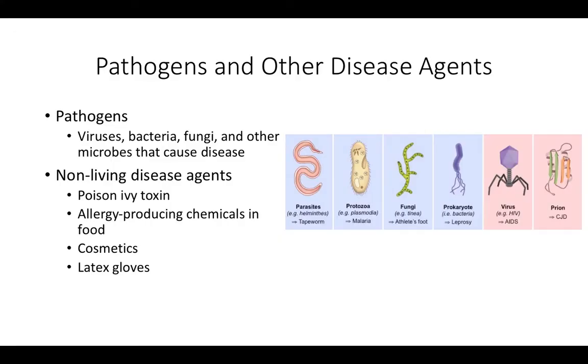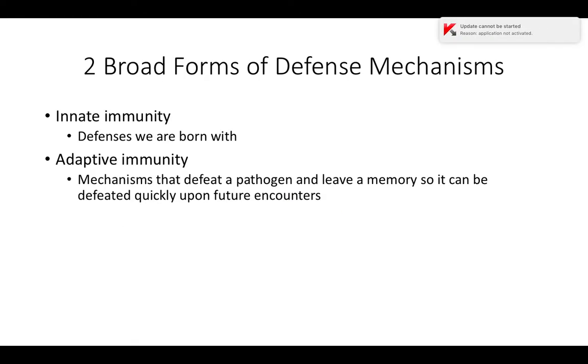The next part of this presentation is going to be looking at immunity. Specifically, we're going to focus on innate immunity. So our immune system is how we defend against different pathogens like viruses, bacteria, fungi, and other microbes that can cause disease, and then also some non-living disease agents. So how we combat poison ivy toxins or other allergy-producing chemicals, maybe from food or cosmetics, or sometimes latex gloves.